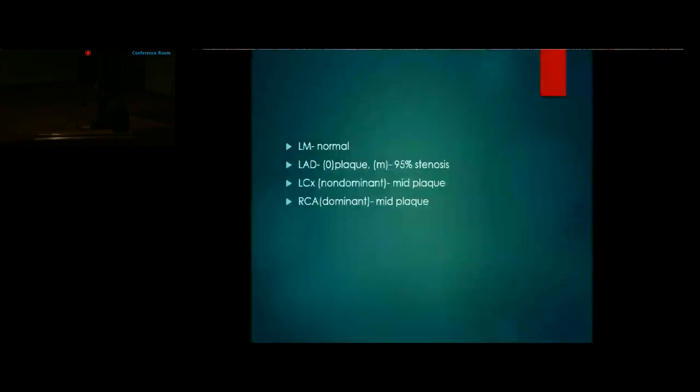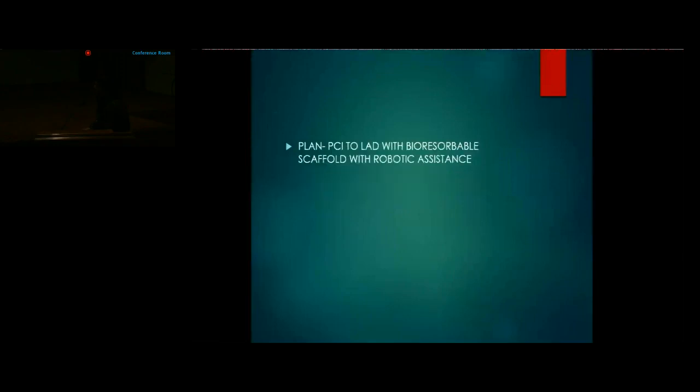with 95% stenosis. Since the patient was having rest pain, the management strategy included PCI to LAD. Since the patient has a past history of bleeding per rectum 3 years back, the patient was taken up for PCI to LAD with BIORESORBABLE scaffold and, for precise deployment of the stent, under robotic assistance.